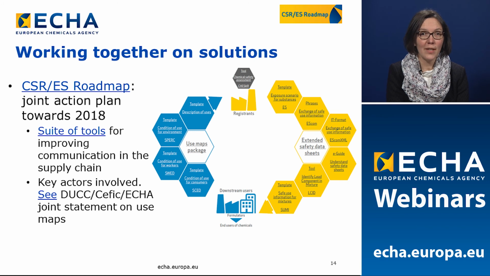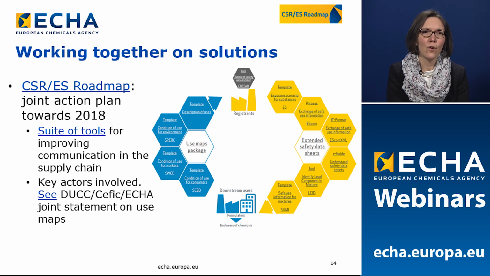Supply chain communication had been identified as one of the points for improvement in the REACH review 2013. Key representatives of the different actors in the supply chain have worked on solutions. The CSRES roadmap has been set as a joint action between ECHA and stakeholders to address the challenges highlighted before. Under the roadmap umbrella, a suite of tools has been developed for improving communication in the supply chain. The tools are now available for companies. More information can be found by clicking on the infograph.